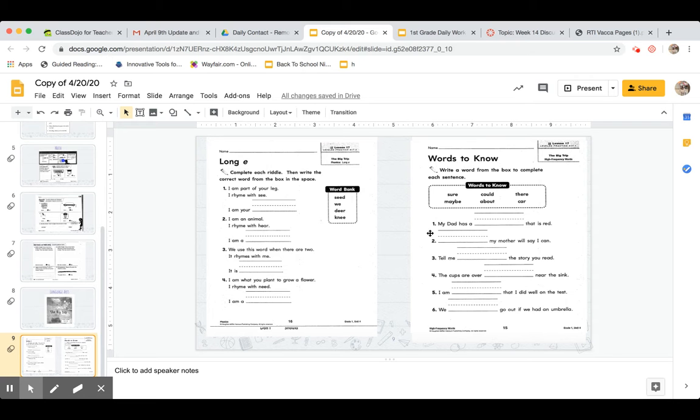And then finally, you're going to complete sentences with words to know. Okay? These are the words to know that we would be working on in the classroom. So you could even make flashcards of these if you want something extra. If you're struggling with sight words in your reading, you could definitely make flashcards of these words and go over them.